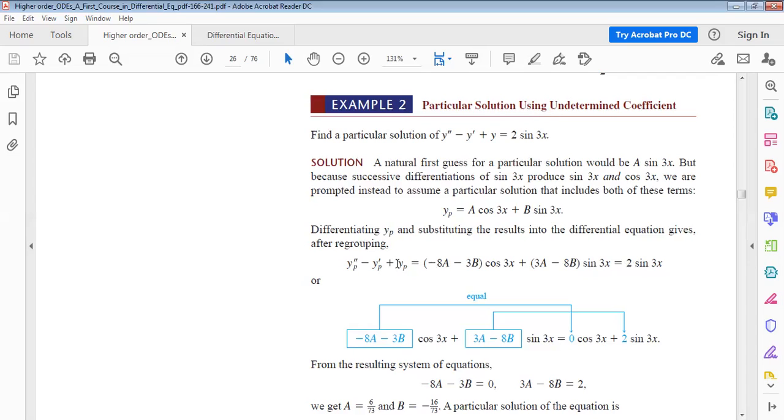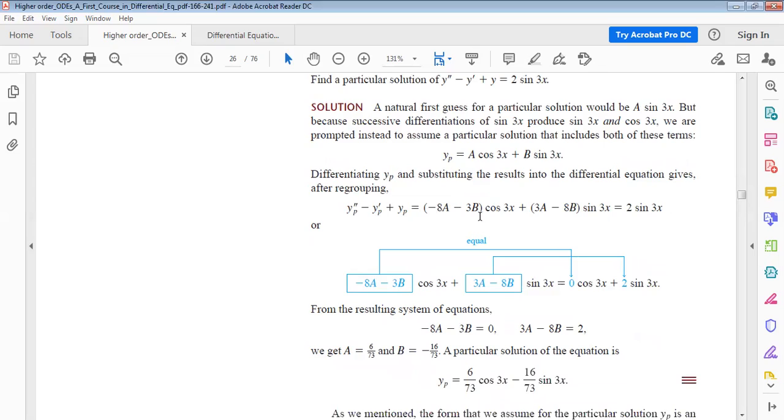Okay, adding and subtracting, we get this. Now the cos 3x coefficient: here the cos 3x coefficient is what? It is 0, because on the right-hand side there is no cos 3x. Now the sin 3x coefficient: what is it? It is 2. Here the sin 3x coefficient is 3a minus 8b.